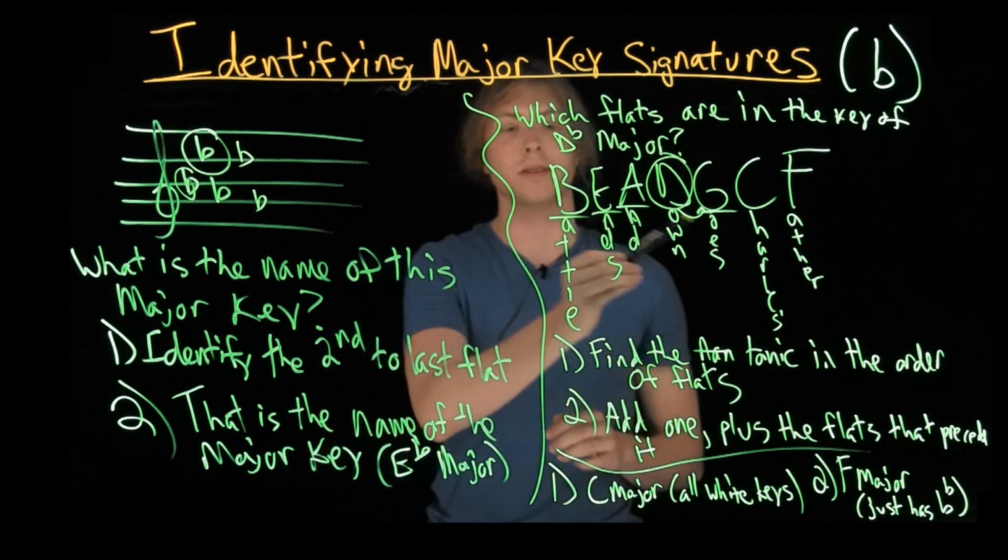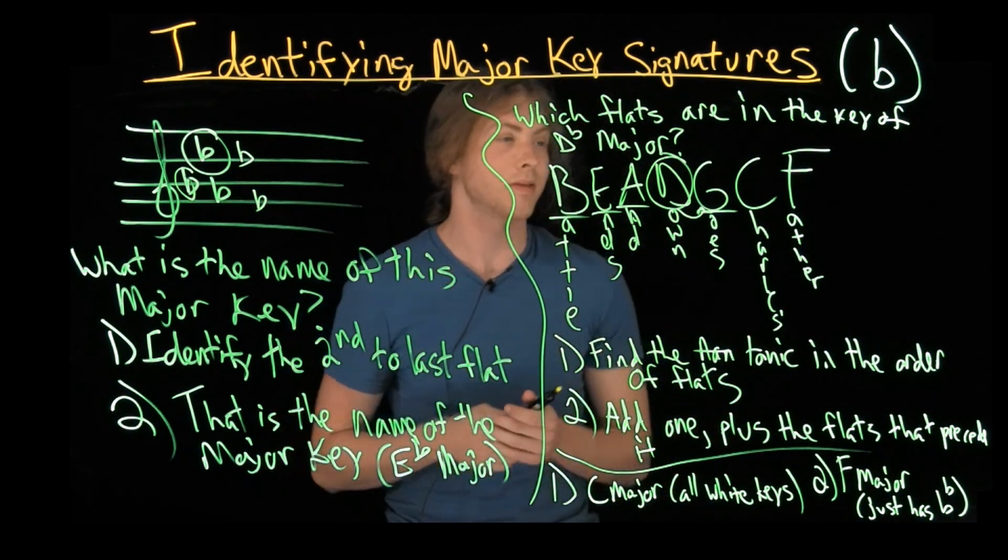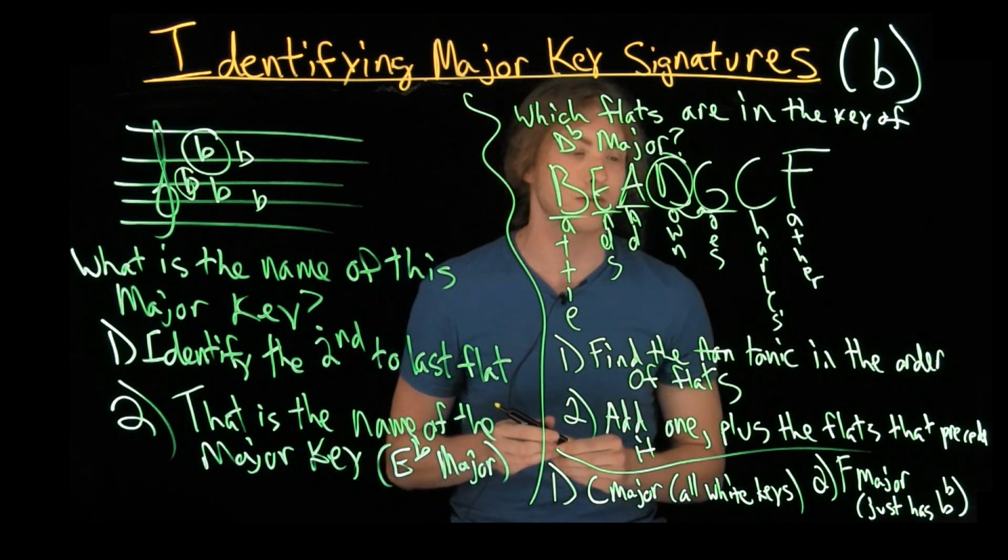And then if you want to remember the order of flats, you could think bead Joseph, or you could think battle ends and down goes Charles' father.